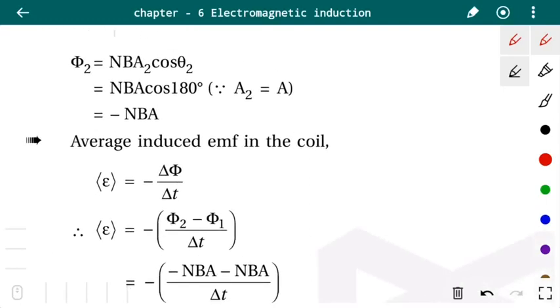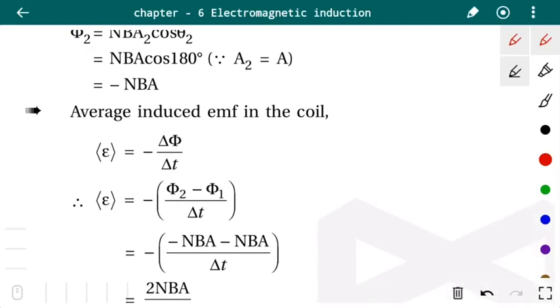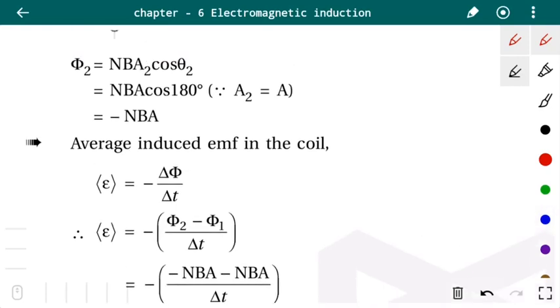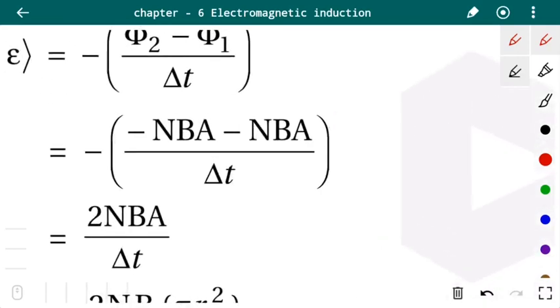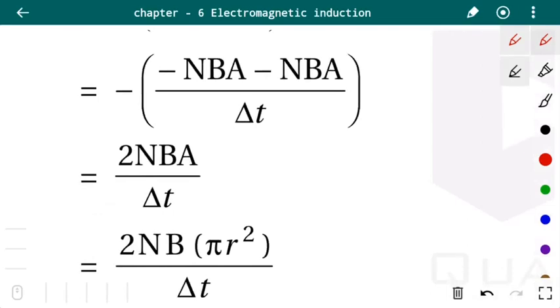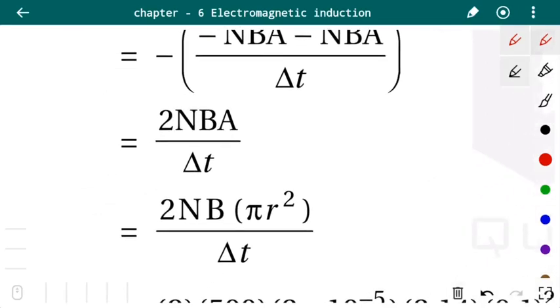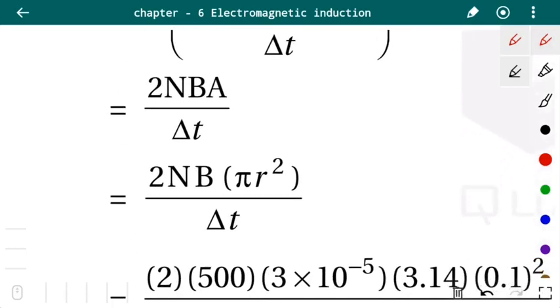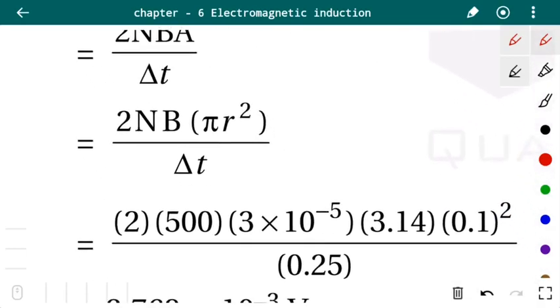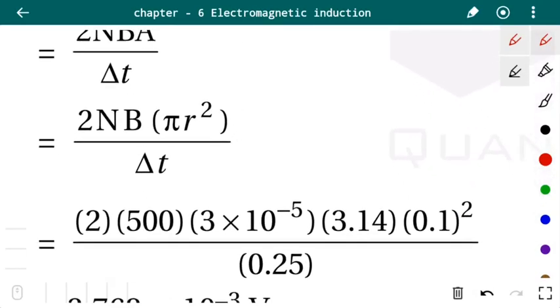So the induced EMF in the coil is minus delta phi upon delta t, where delta phi is phi 2 minus phi 1. Here phi 2 is minus NBA minus phi 1, which is NBA, upon delta t. Solving this, we get minus into minus 2 NBA upon delta t. Minus minus becomes plus, so it will be 2 NBA upon delta t. Here we have a circular loop, so its area is pi r square. So 2 NB pi r square upon delta t.